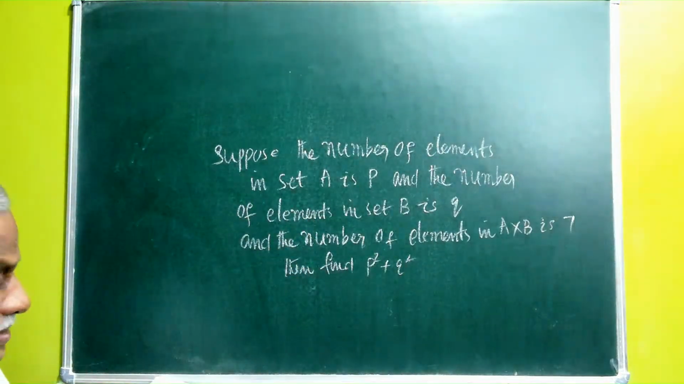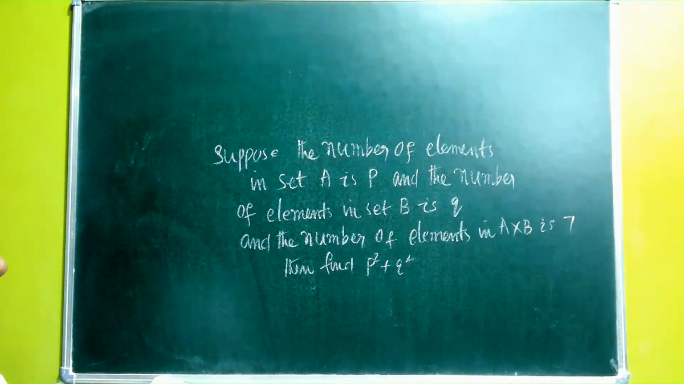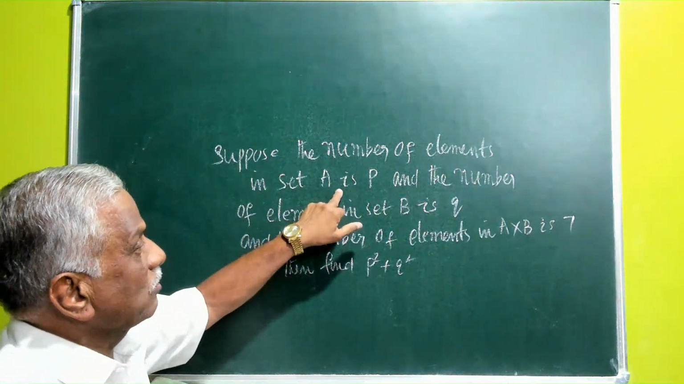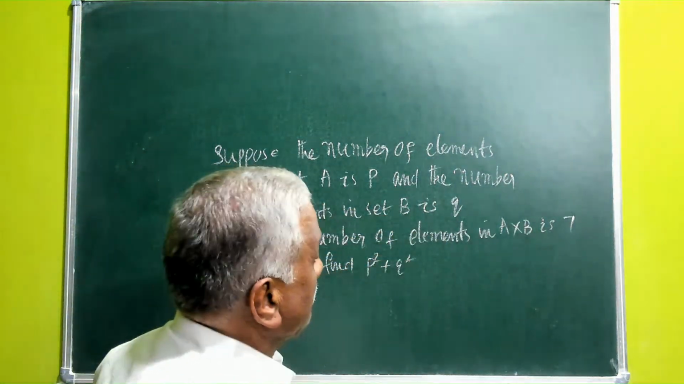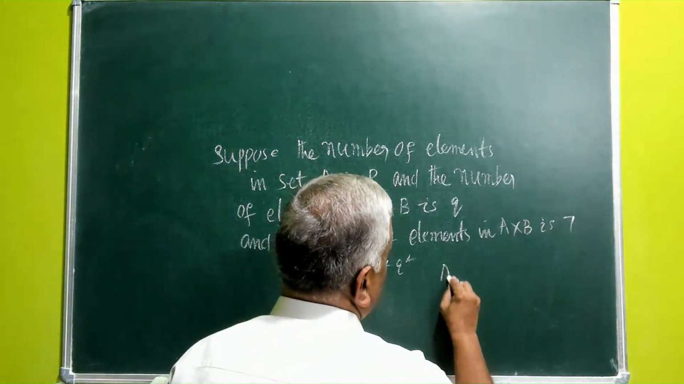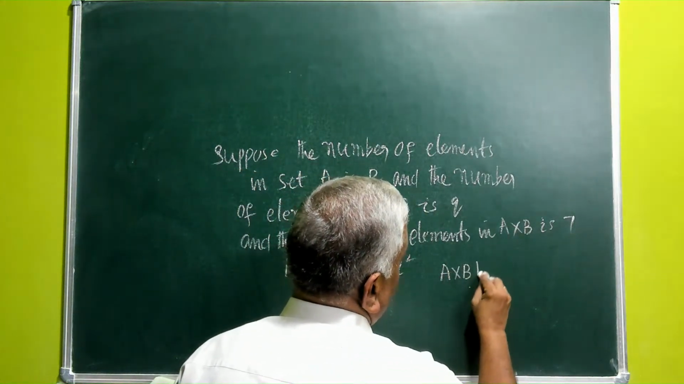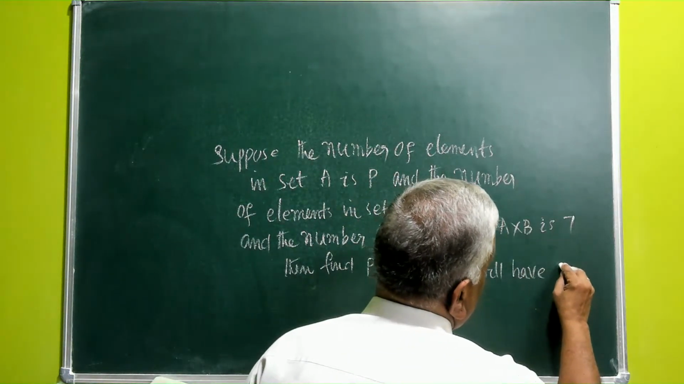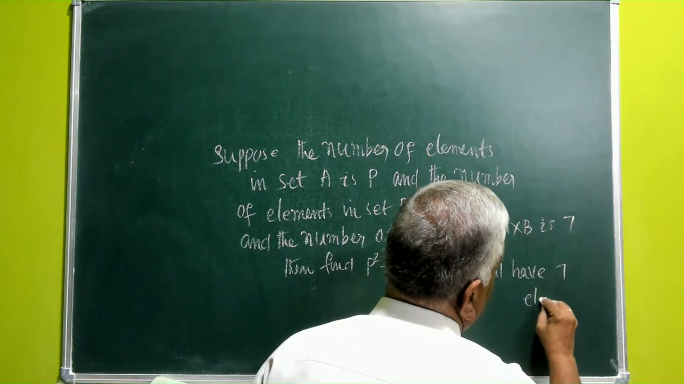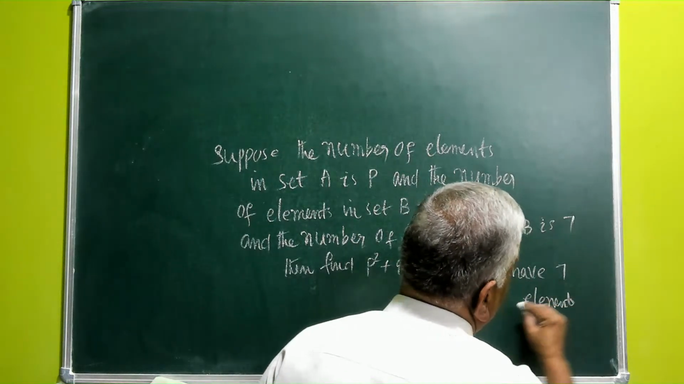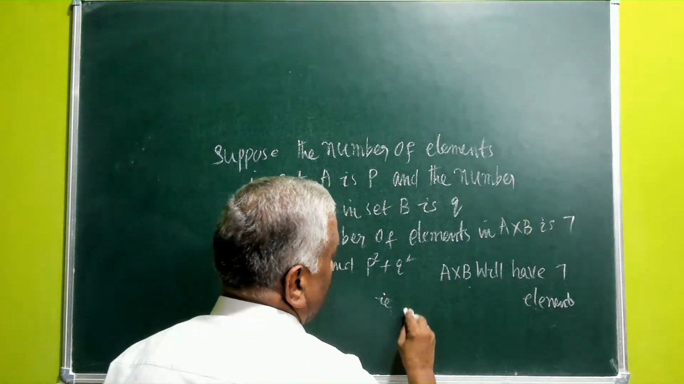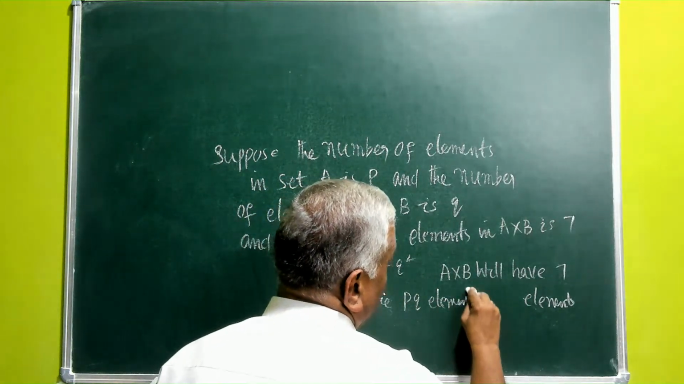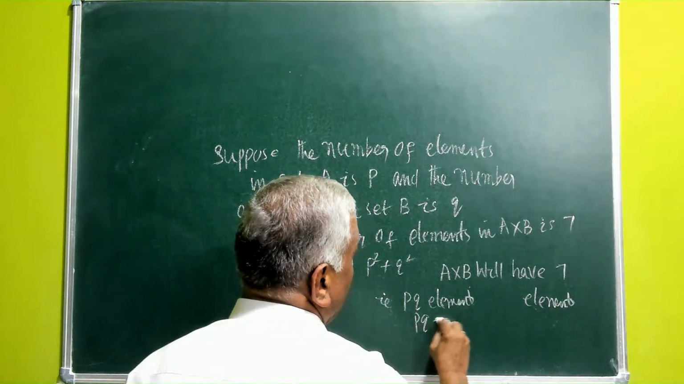They would have given 4 answers. You have got to take the right answer. So what is the concept required for this? Set A has got P elements and B has got Q elements. Therefore, A cross B will have 7 elements. That is PQ elements according to definition. Therefore, PQ should be equal to 7.